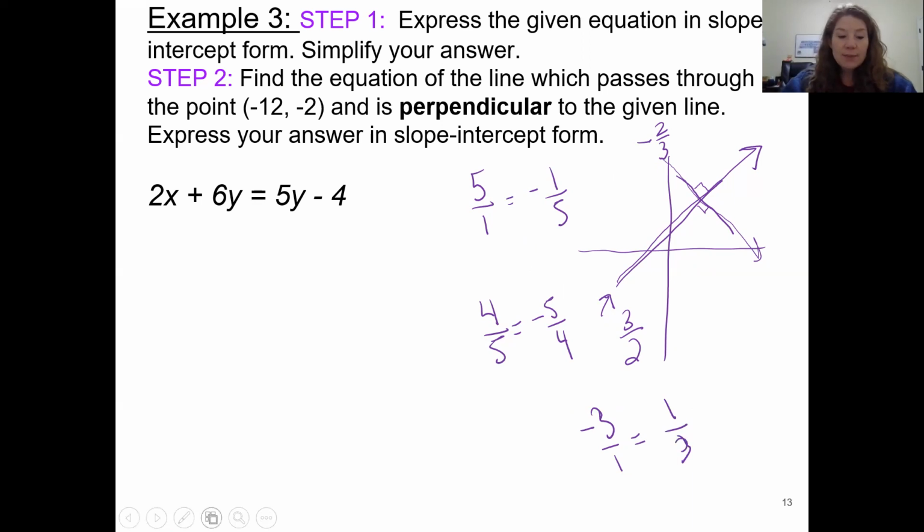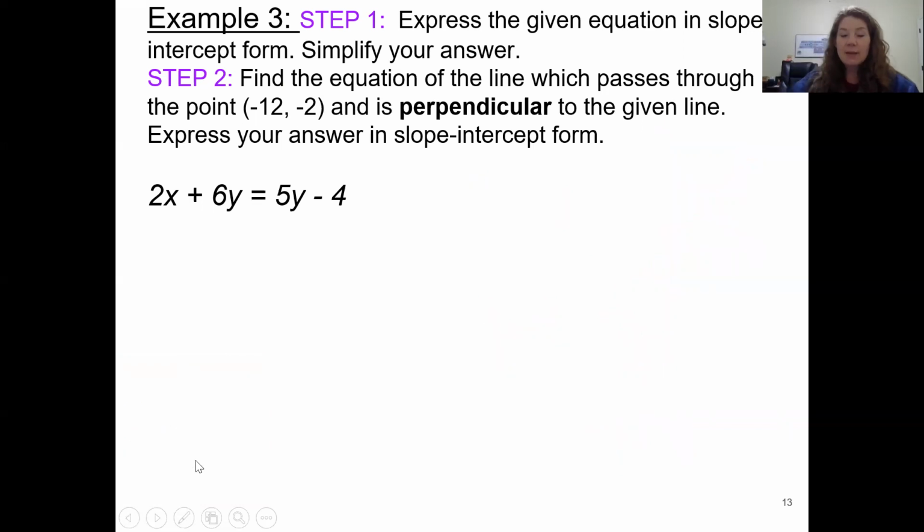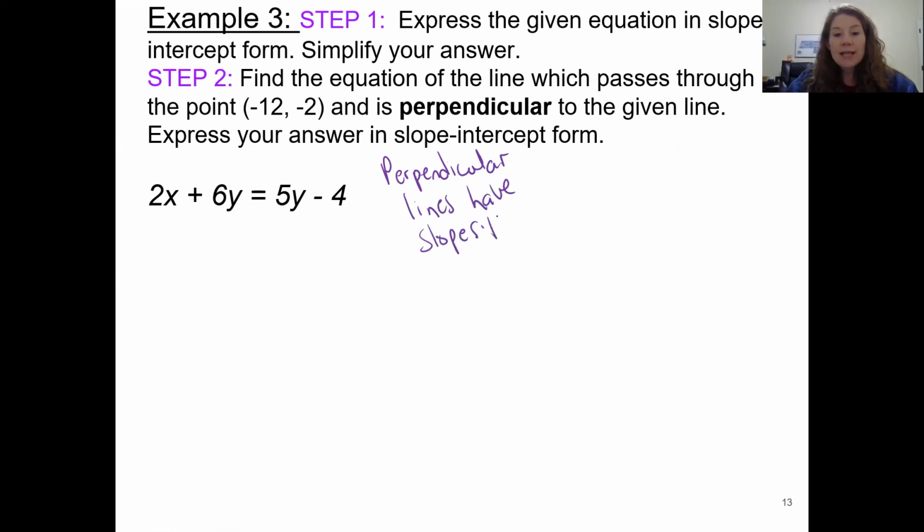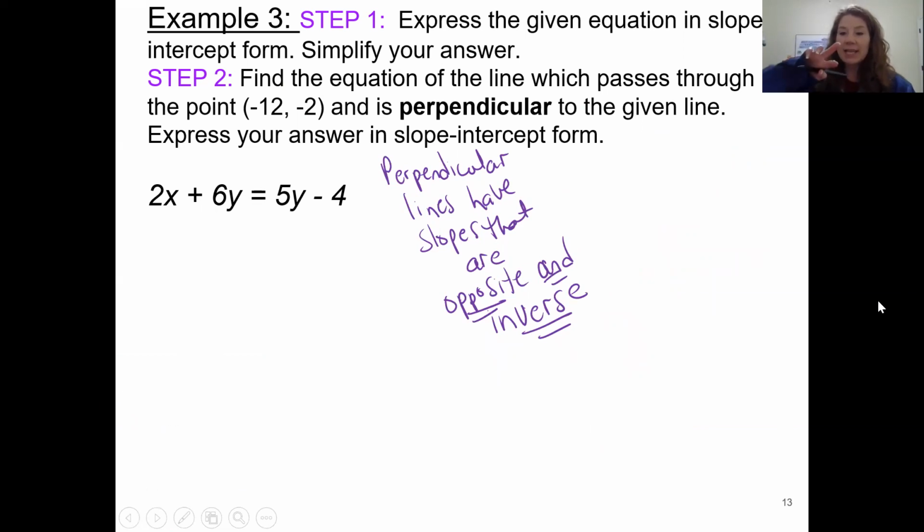Okay, so let's make a note in our notes. Perpendicular lines have slopes that are opposite and inverse. Opposite signs, and you flip it. All right, so let's follow these directions.